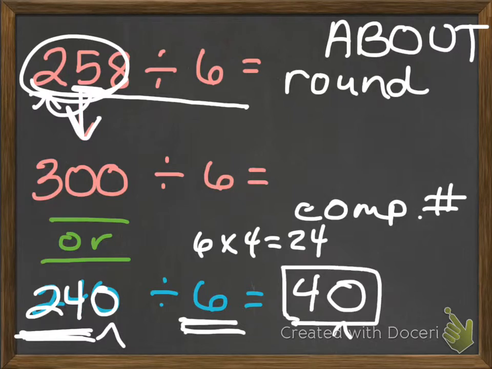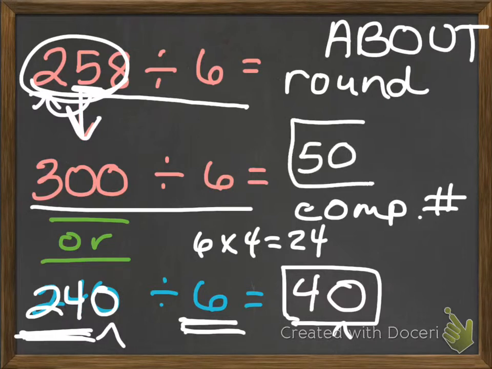Okay, now for my first one, when I rounded, 300 divided by 6, I got 50. Now my answer is 40. That's a little bit of a big difference, but when I consider that I started off with the number 258, that's not that big of a deal. Okay, so there's two ways to do this today. You can either round or you can find a compatible number. Whichever makes the most sense as you're doing it, that's the one you would choose.